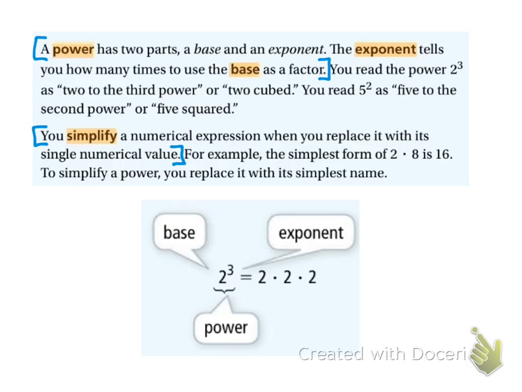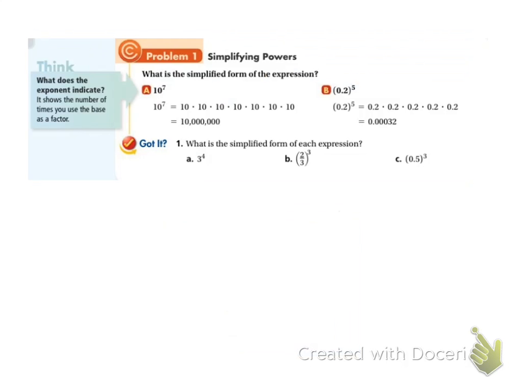When we simplify a numerical expression, we replace it with a single numerical value. So if we had 2 times 8, to simplify that, we would multiply it out and get 16. Okay, so here we have 10 to the 7th power, which is 10 times 10 times 10 times 10 times 10 times 10 times 10, which is 10 million. So we simplify 10 to the 7th to become 10 million. 0.2 to the 5th is equal to 0.2 times 0.2 times 0.2 times 0.2 times 0.2, which gives us 0.00032.